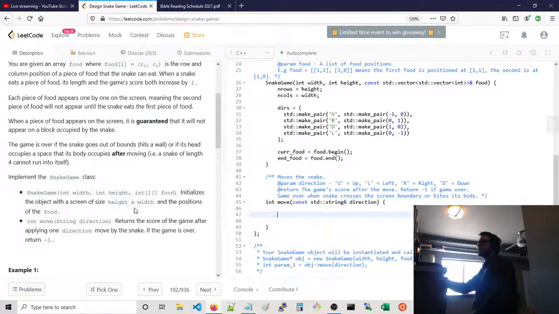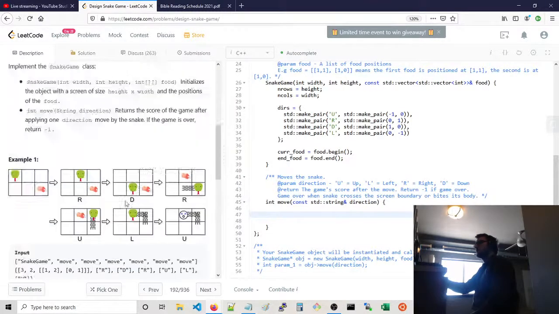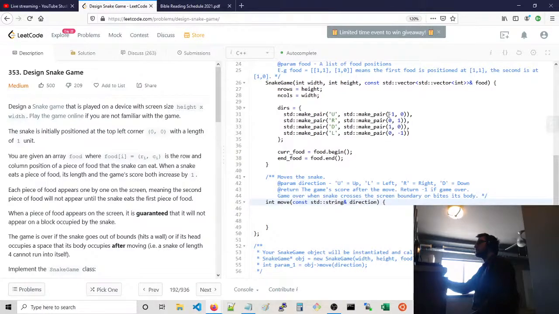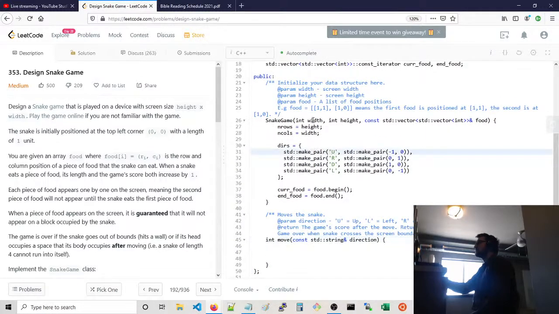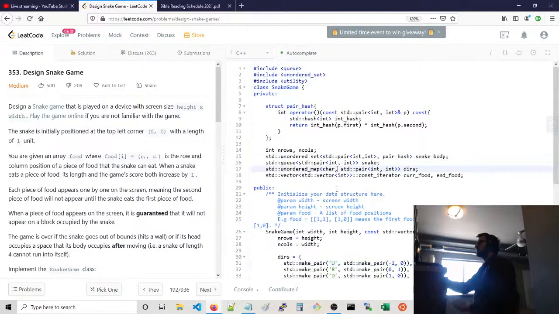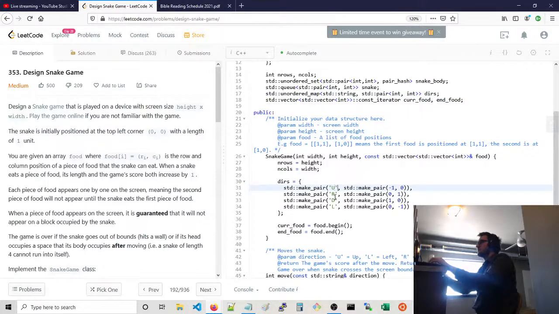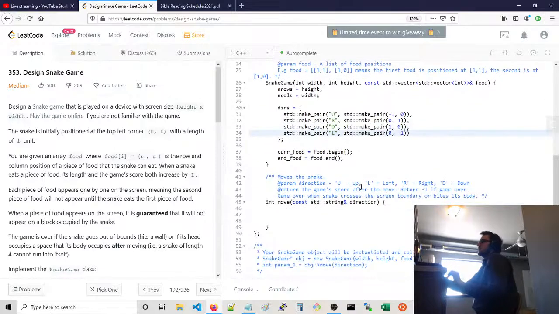Now these are actually strings. These aren't characters, because we're going to use a string, not a character. So we'll make these strings then. That's fine, not a big deal. So it's U, R, D, and L: up, right, down, left. Okay.